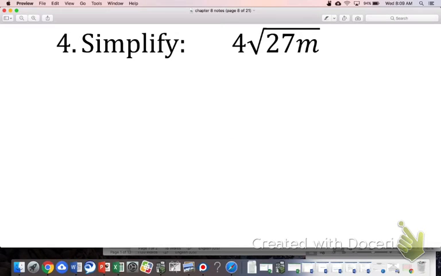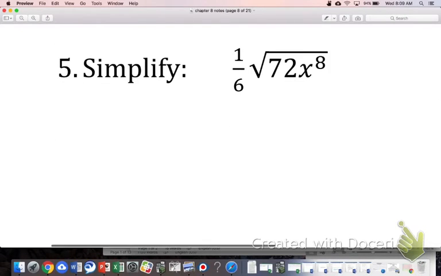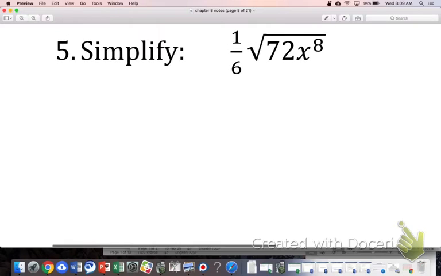Number 5 is a little bit more complicated. It's got that fraction out front. What is the operation between the 1/6 and the radical? Is it 1/6 plus the radical? No. 1/6 times. Yes, it's 1/6 times. That's pretty important, because if it was plus, this would be a pretty different question.